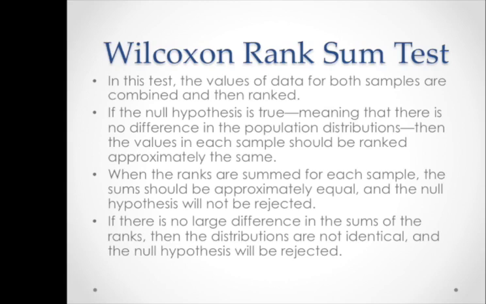In this test, the values of data for both samples are combined and then ranked. If the null hypothesis is true, which means that there is no difference in the population distributions, then the values in each sample should be ranked approximately the same. When the ranks are summed for each sample, the sums should be about equal and the null hypothesis will not be rejected. If there is a large difference in the sums of the ranks, then the distributions are not identical and the null hypothesis will be rejected.